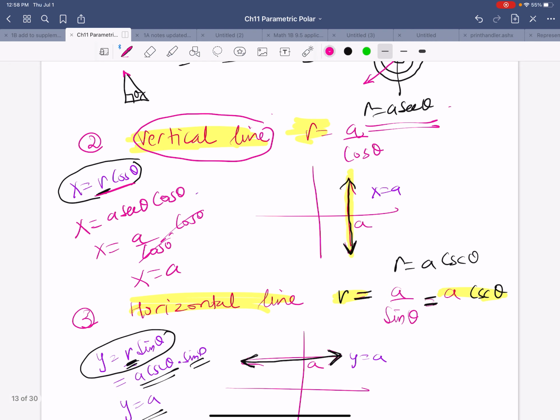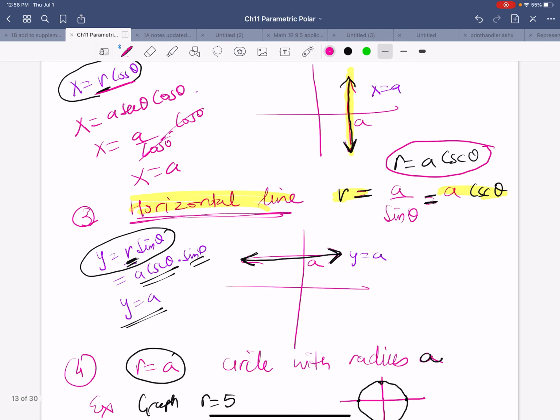Now we're going to talk about horizontal lines. Horizontal lines look like r equals a cosecant theta, which is r equals a over sine theta. Now we know y is equal to r sine theta. If we replace r by a cosecant theta times sine theta, we are left with y equals a. So y equals a is going to be a horizontal line passing through the point y equal to a.